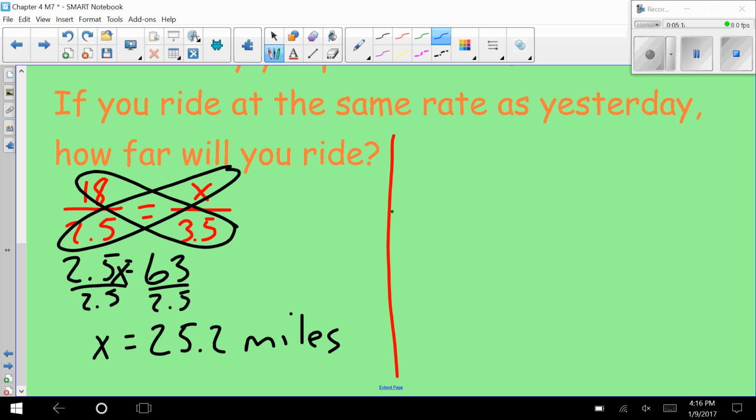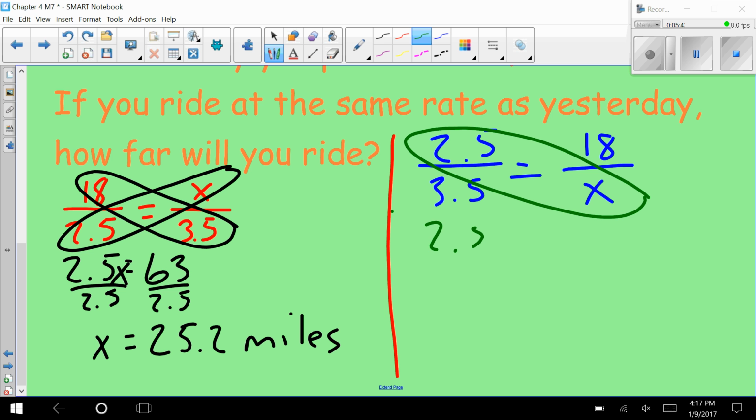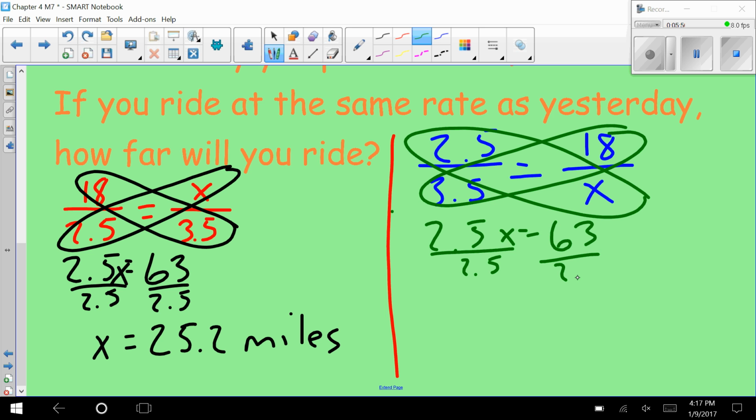Now let's look at a different way to set up the same ratio. Yesterday I rode 2.5 hours. Today I want to ride 3.5. So yesterday's goes on top. So yesterday I rode 18 miles. Today I want to ride, I don't know how many miles. Line up today, line up yesterday. All right, let's cross multiply and divide. 2.5 times x equals 3.5 times 18, which is 63. Divide by 2.5. We get x equals 25.2 miles.